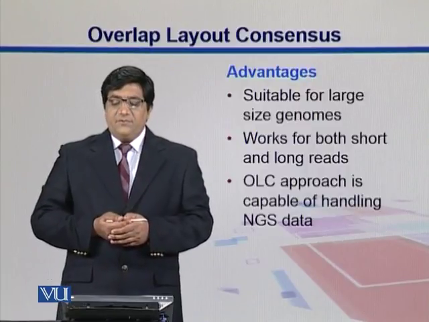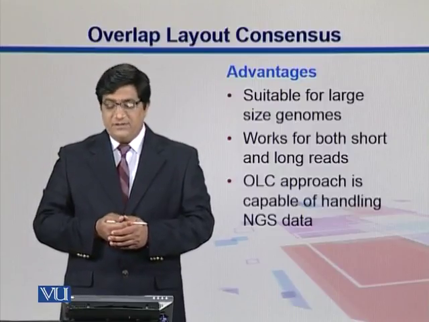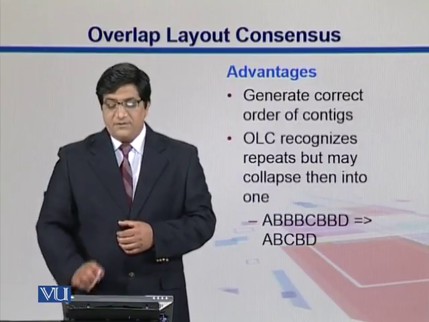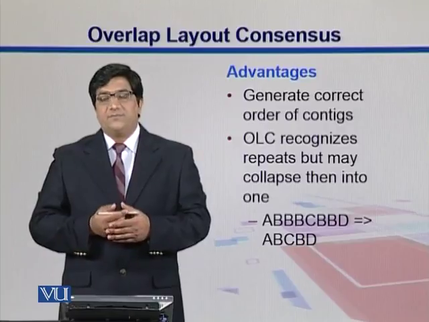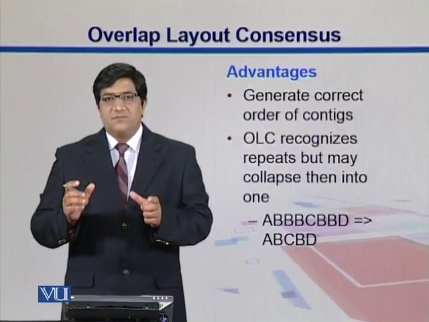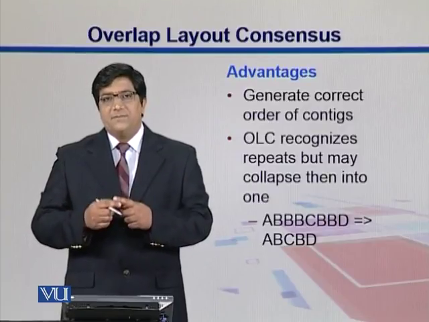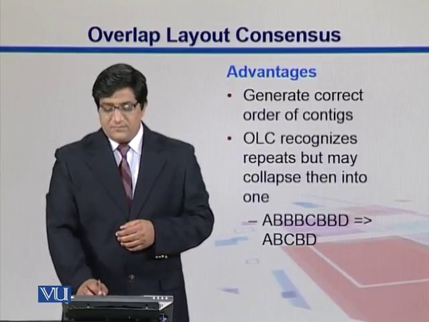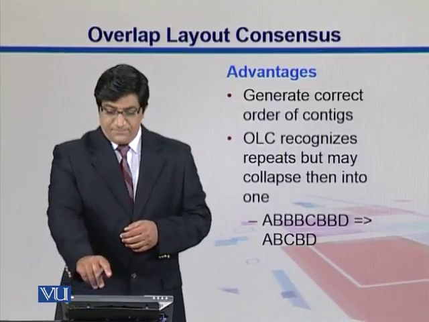Advantages. It is suitable for large genomes, works for both short and long reads, and is capable of handling NGS data. It generates the correct order of contigs and recognizes repeats, but the issue is it collapses them together. Sometimes the repeats are there, especially in the case of tandem repeats, so they are put together and collapsed into just one repeat. This is what we see in this example. So all these B's go together as one B in the final assembly.